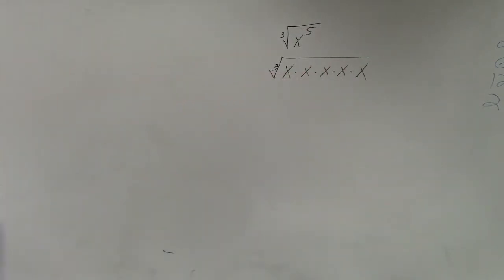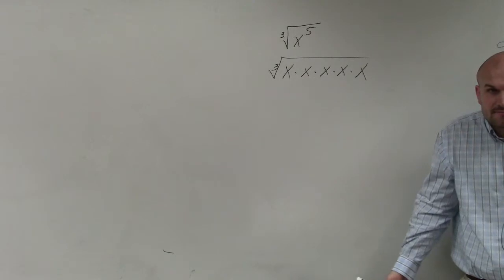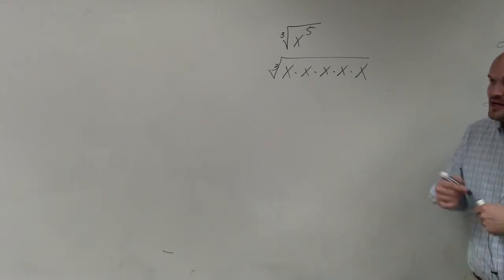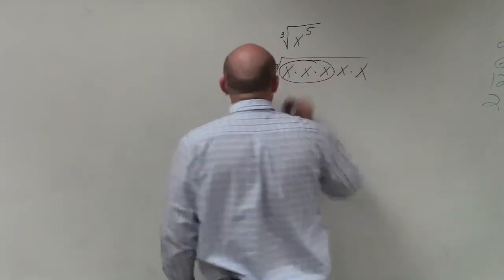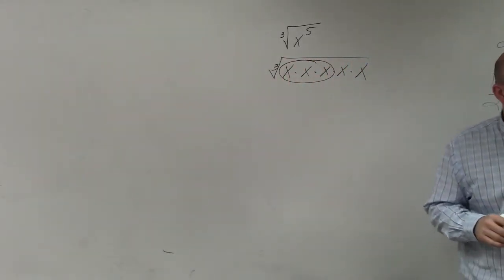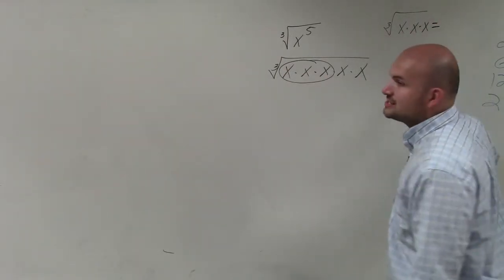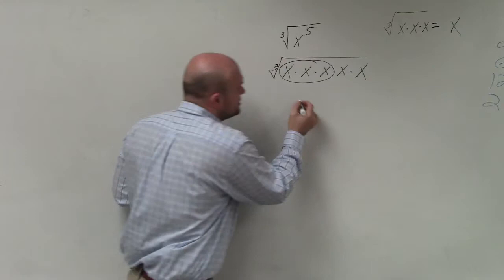Thanks. So does everybody agree that x to the 5th power is the same thing as how I wrote it up there? Is x times x times x times x times x the same thing as x to the 5th power? Yeah, it's the same thing, right? What's nice about this, though, is remember, what does the cube root say? The cube root says, what is a number multiplied by itself 3 times? Well, we have x multiplied by itself 3 times. So the cube root of x times x times x is just going to equal x.